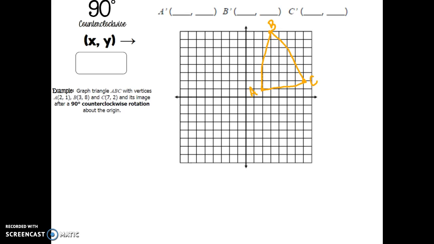And the rule says that if you have a coordinate (x, y), that transforms into (-y, x). So your first step is to change the sign of whatever y is. If it's positive, we're going to go negative. If it's negative, we're going to go positive. And then after you've done that, you switch the x and y.